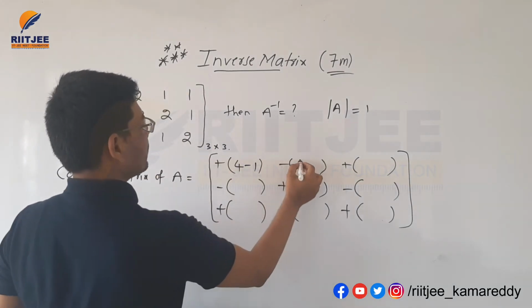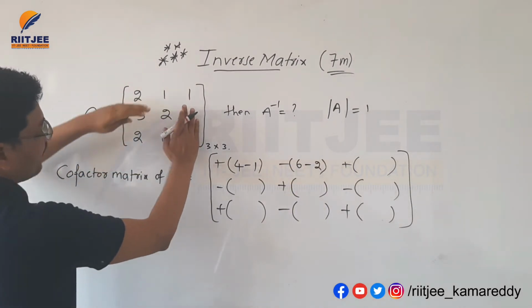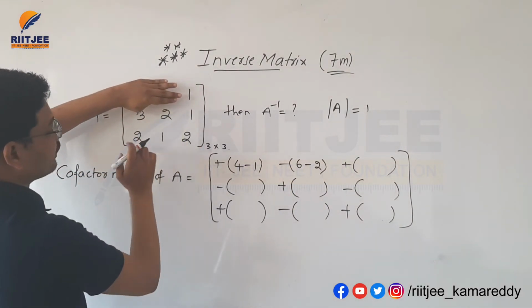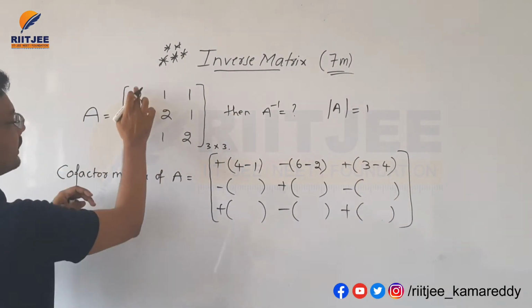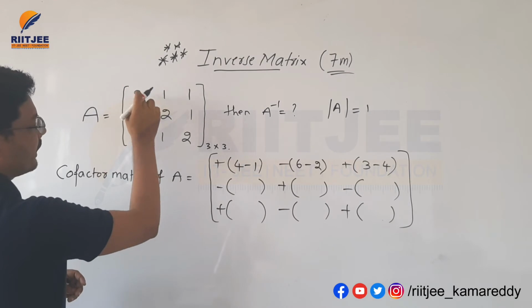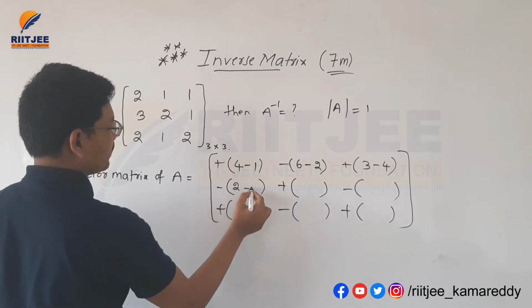For 3 2, it is 6, 6 minus 1 into 2, 2 here. Next, for 1 3, it is 3 minus 4, 3 minus 4. In that same way for 3, eliminate this row and this column here, this row and this column here. 1 into 2, 1 into 1, 2 minus 1 here.